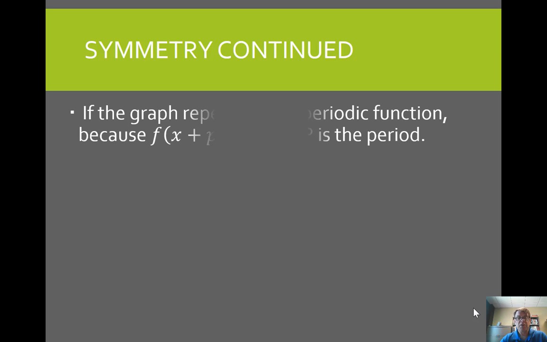Some other symmetries. If the graph repeats, that's called a periodic function, where p is called the period. If you add a certain amount p, or 2p, or 3p, or 4p, and the graph periodically repeats itself, this is especially true of sine functions and cosine functions and tangent, the trigonometric functions. Then all you have to do is graph one period and then copy it for all the other periods. So that's a kind of symmetry, I guess.